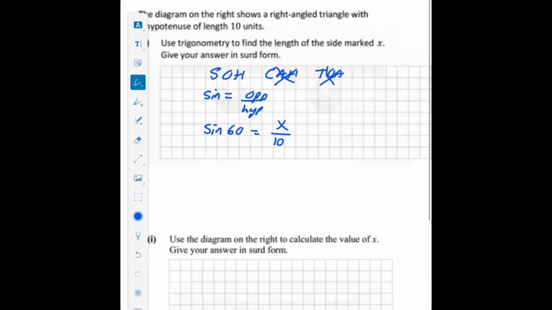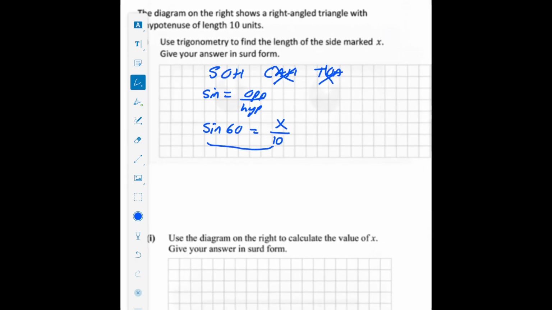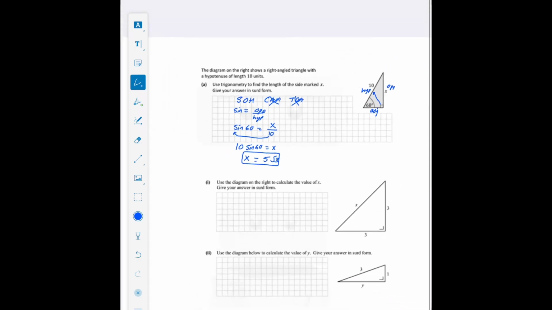So we'll have sine is equal to opposite all over hypotenuse. Okay, so we have sine 60 is equal to opposite, which is x, all over the hypotenuse, which is 10. Now if we want to get rid of that 10, we just want the x, we're going to multiply both sides by 10, so it'll be 10 sine 60 is equal to x. So 10 sine 60, put that into my calculator, I'm getting x is equal to 5 root 3. Okay, that's my answer in surd form because it has a square root in it, so I know I'm correct. Surd form just means the square root.